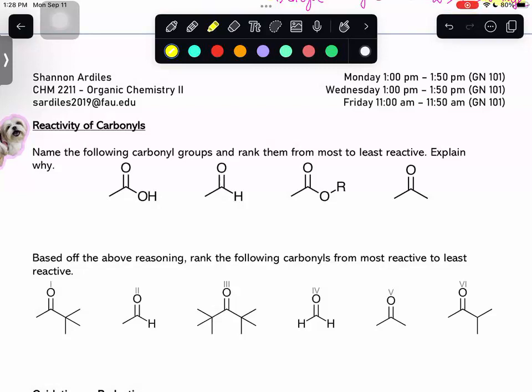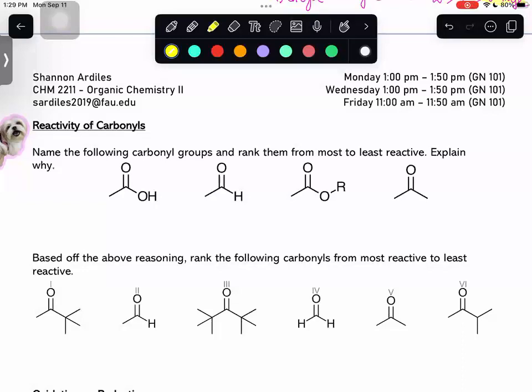Okay, let's talk about the concept first. So reactivity of carbonyl. For this chapter, we're basically just going to be touching a few of them, which are going to be your ketones, aldehydes, esters, and carboxylic acids. Those are going to be the four main ones that we're going to be talking about for this chapter. Later on, we're going to talk about all of them. But for now, don't worry about them.